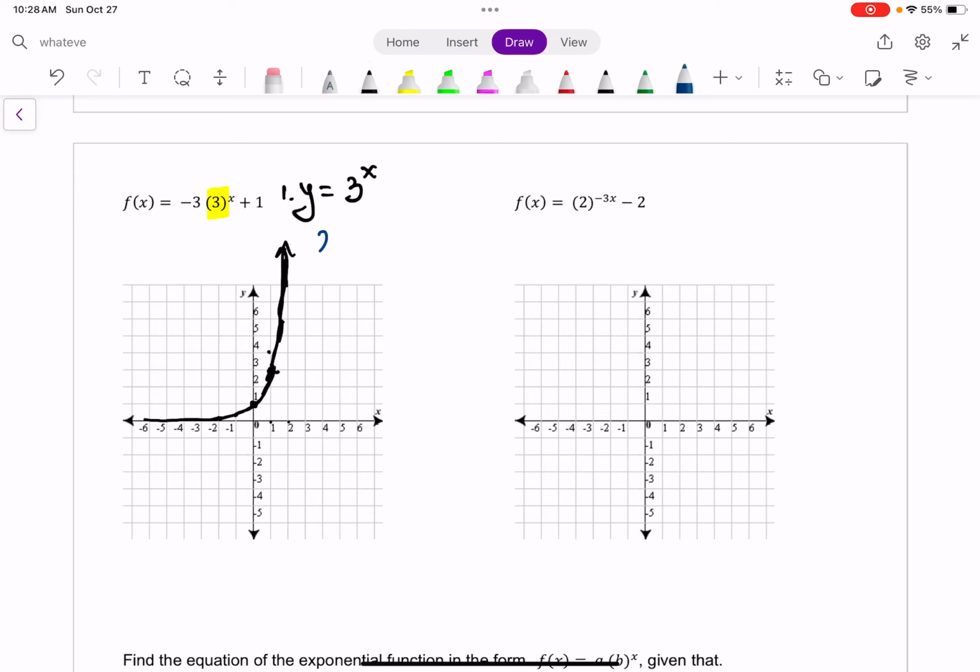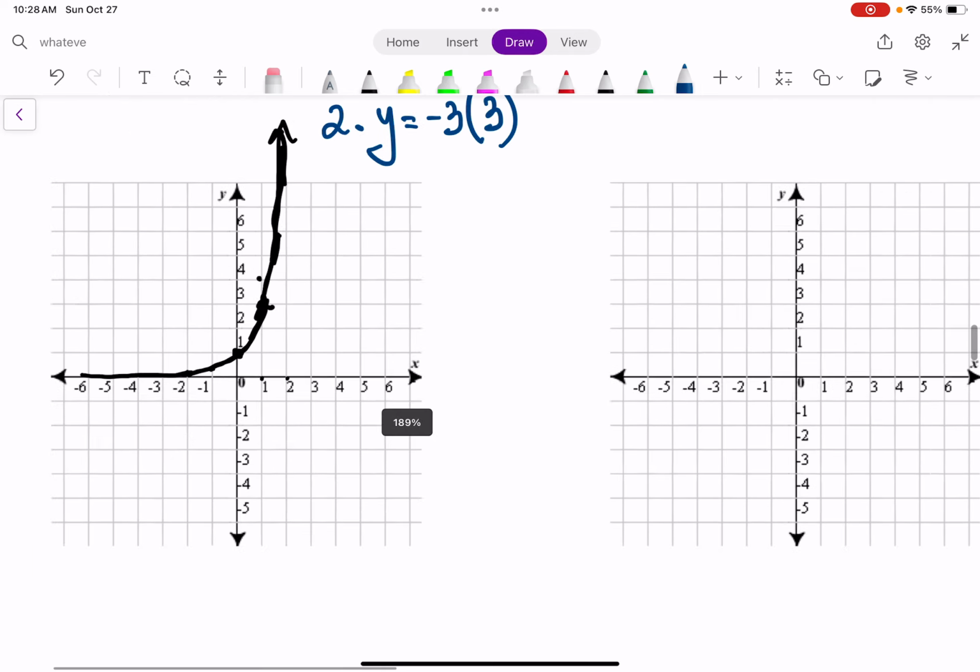Number one, we multiply these y values by -3. And then add 1 to it. So remember, when it comes to y transformations, you have to follow the order of operations. So in other words, multiplication first and then addition or subtraction.